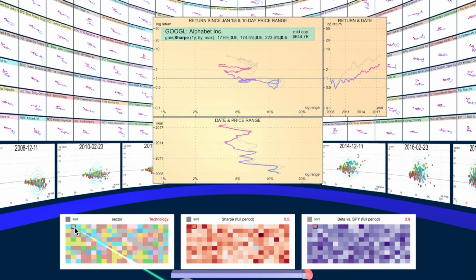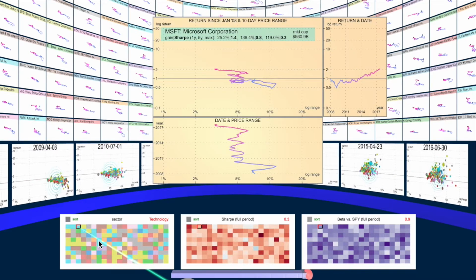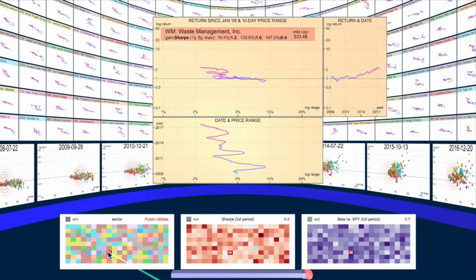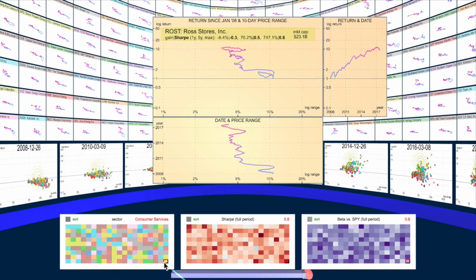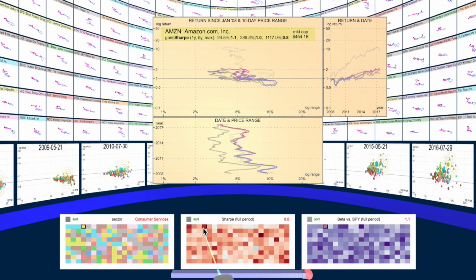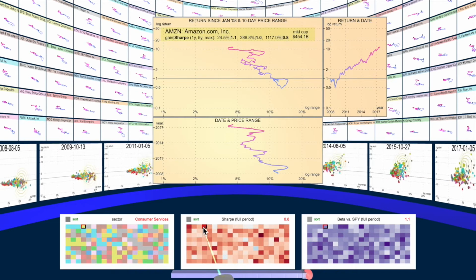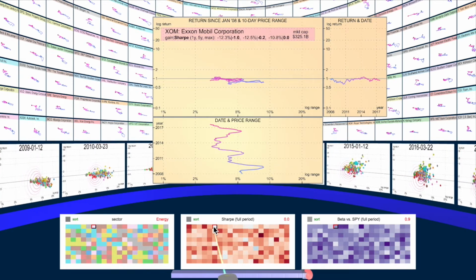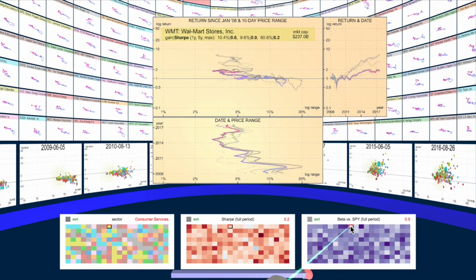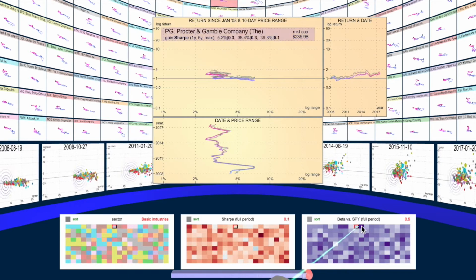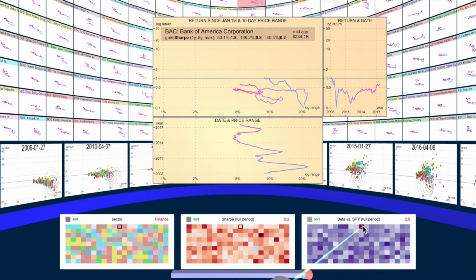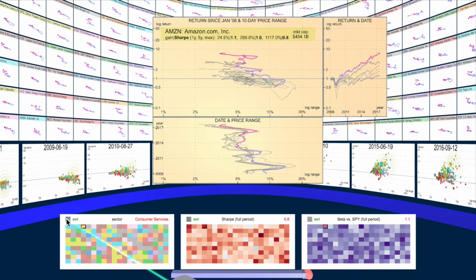The wall is also represented in these three maps, each showing the stock's values for a single variable. Today we're using sector, risk-adjusted returns, and correlation of returns to the S&P 500 benchmark via the SPY ETF. Each map also lets us sort the stocks by the variable it represents.